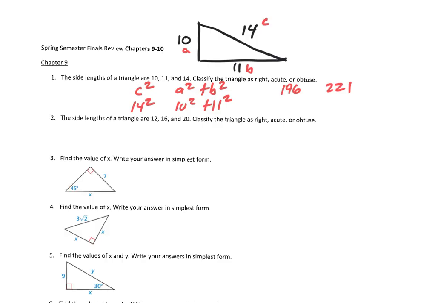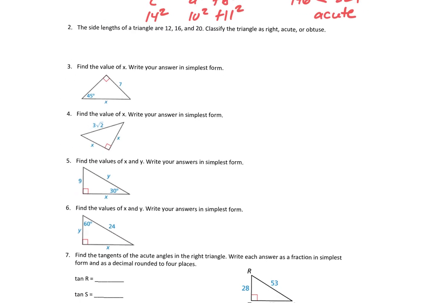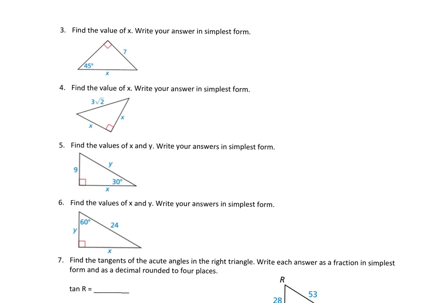So now we have to decide, is it acute or obtuse? And that's why we always put C squared on the left, because we're going to say that 196 is less than 221. When we think of an acute triangle, we think of small angles, right? And so less than means smaller. So here, because 196 is less than 221, we would say this is an acute triangle. If it was greater than, it would be obtuse. And if it's equal, it's right. So that's how we decide for those. Number 2 would be the exact same thing, just different numbers.